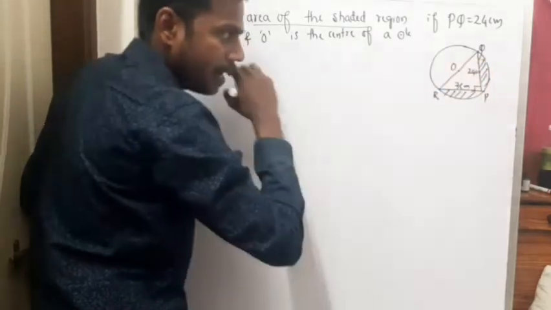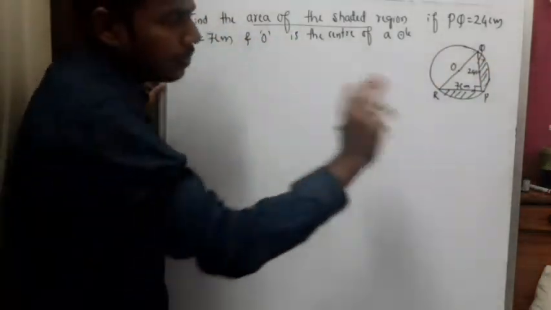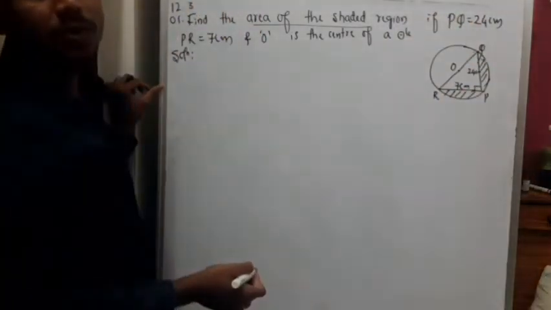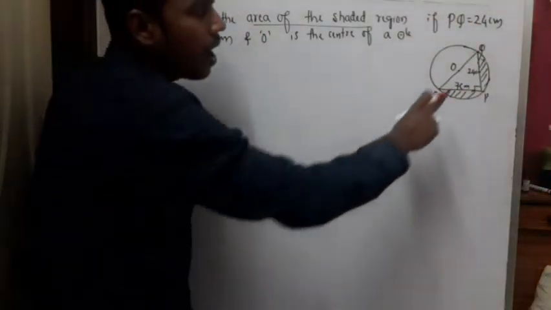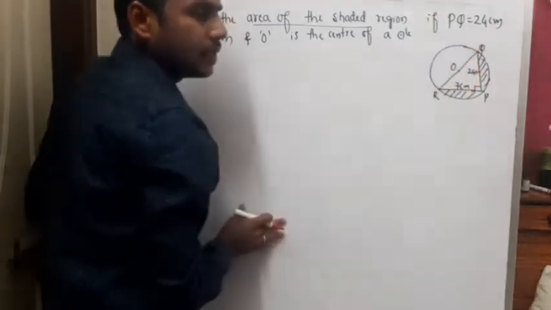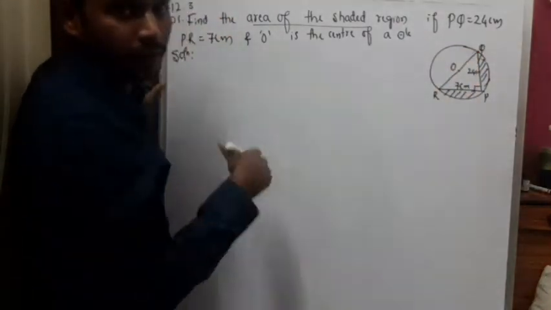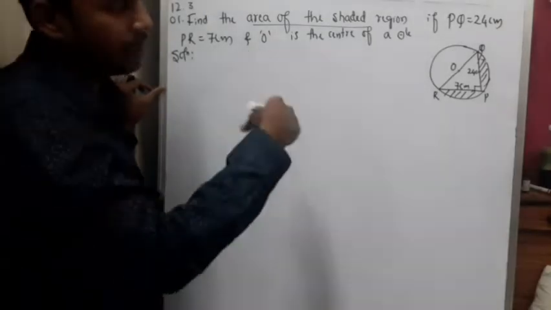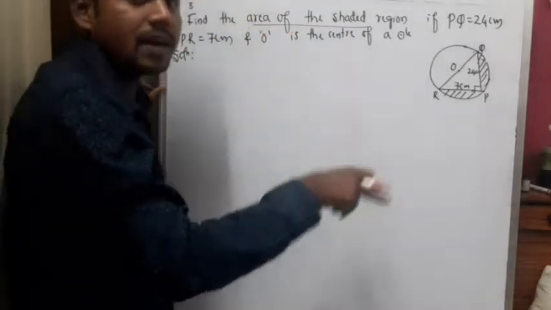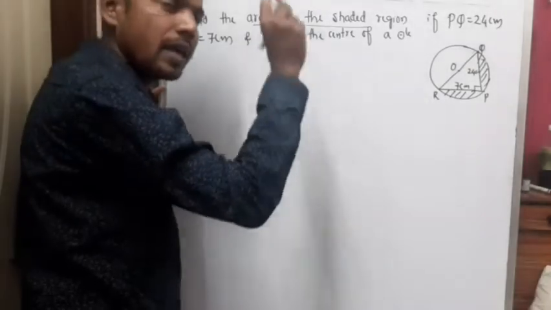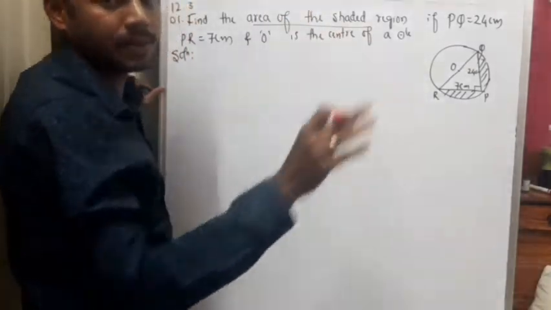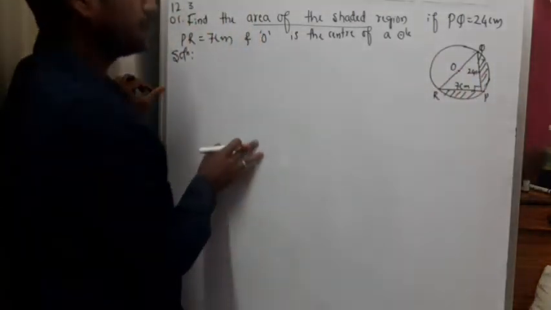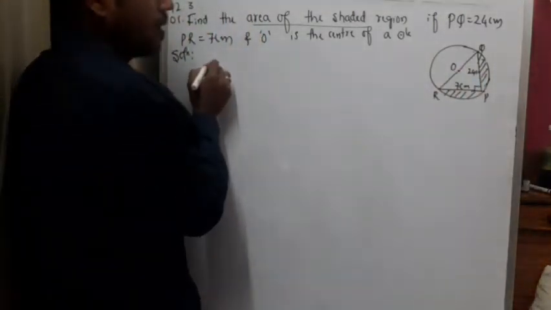Why do we need to know the radius? Because to find the area of a semicircle, we need to know R. How will we know R? You find the diameter. The diameter is the hypotenuse here. If you find the hypotenuse, then we will be able to find the radius of the circle, and thereby you will find the area of the semicircle. If you remove the area of the triangle from the area of the semicircle, then we will get the area of the shaded region.